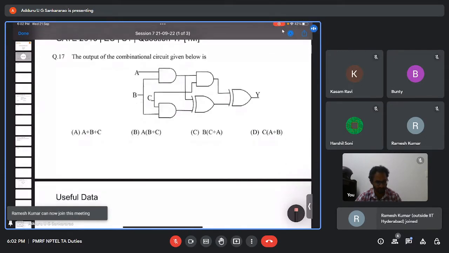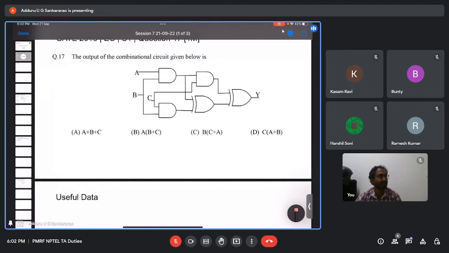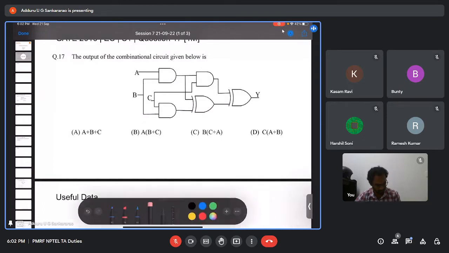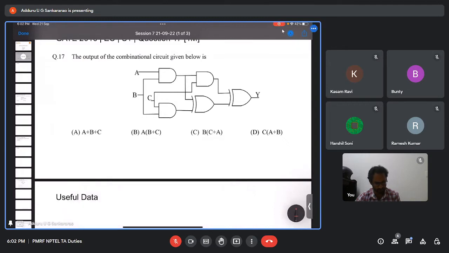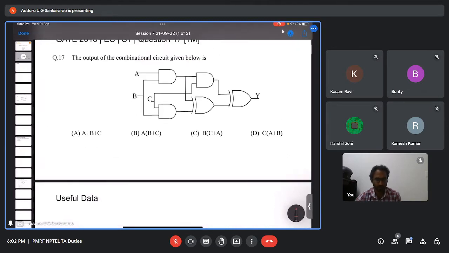Here we have two different types of gates: AND gate, NAND gate, AND gate and XOR gate. Let us solve directly. I think you already know all these things. Let us say the output of this AND gate is P, the output of this XOR gate is Q, and let us say the output of this AND gate.